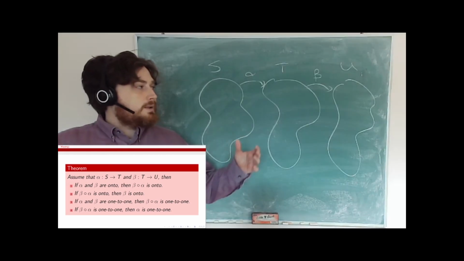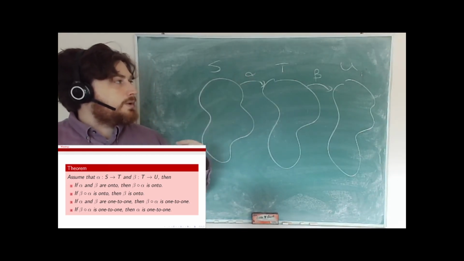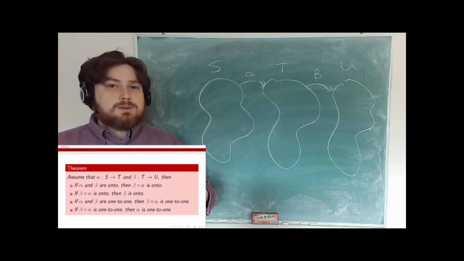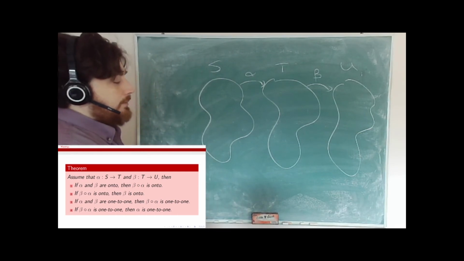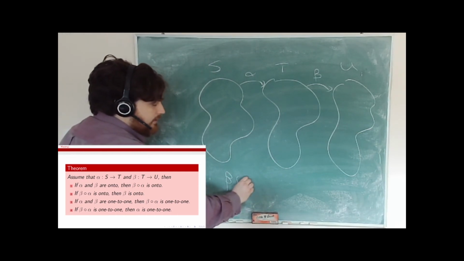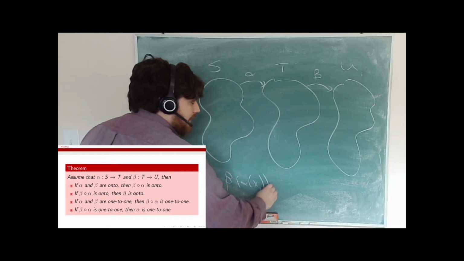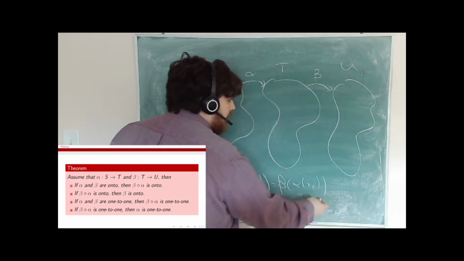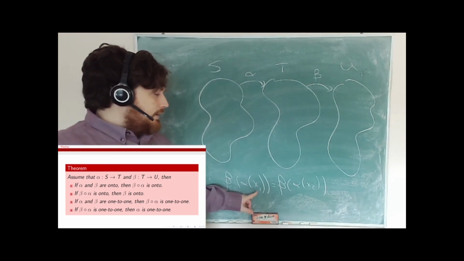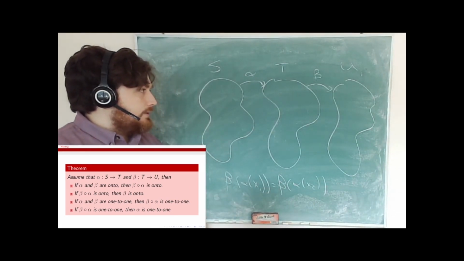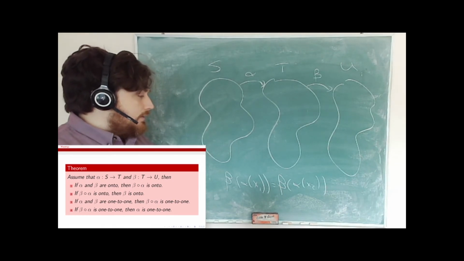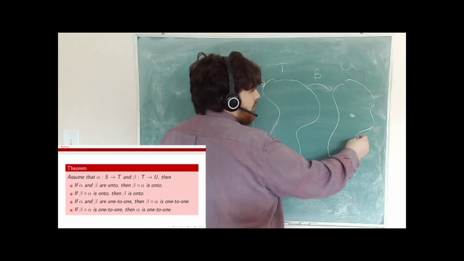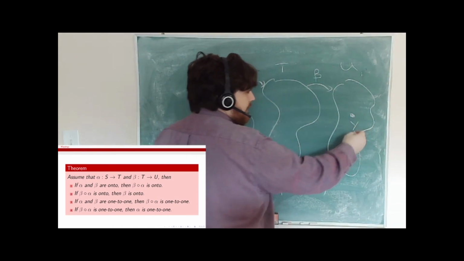All right, for our next thing we're going to look at, well, if alpha is 1 to 1 and beta is 1 to 1, I have to show that beta of alpha is 1 to 1. So what that means is that if I take beta of alpha of x1, and I assume that's equal to beta of alpha of x2, I have to be able to show that x1 is equal to x2. Well, what's happening here is that beta of alpha of x1 is equal to beta of alpha of x2 is equal to y.